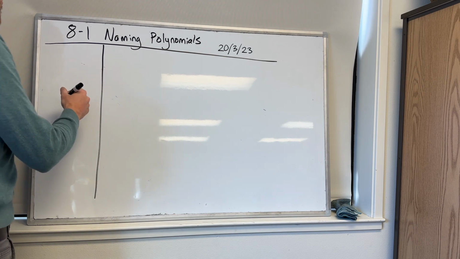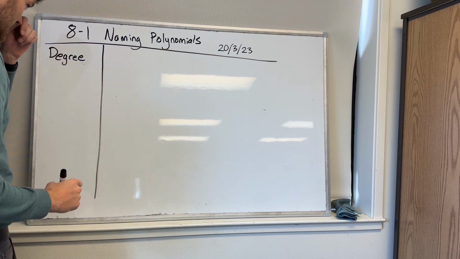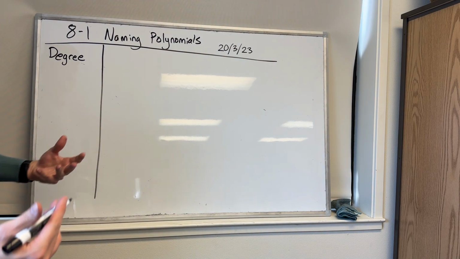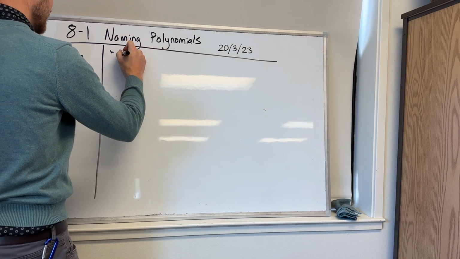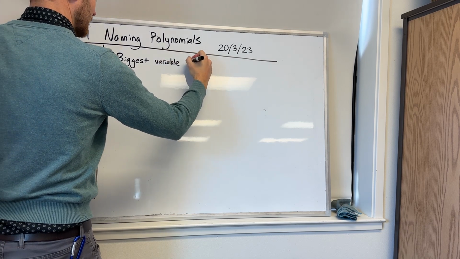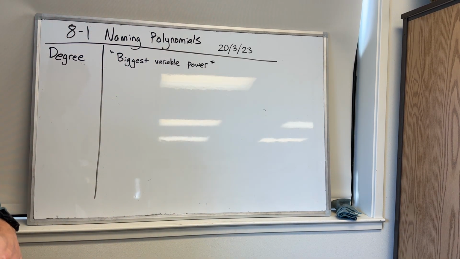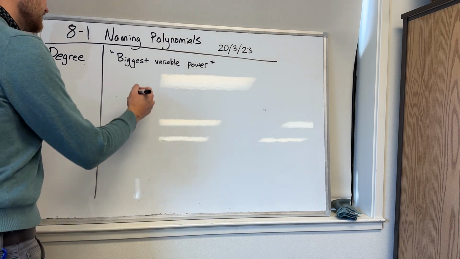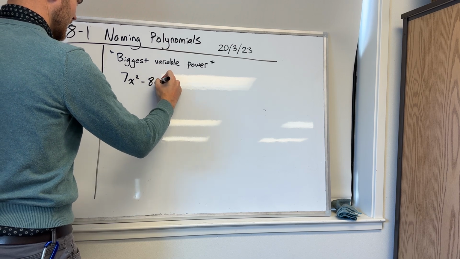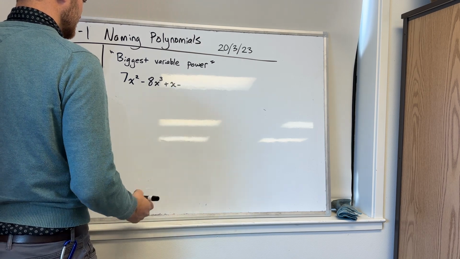So first, let's talk about some vocab. I want to talk about what it means to do degree. Degree is a word that means power, or it means the biggest power. So if I had to write my own definition, I would say biggest variable power. Let me give you an example. What if I gave you something that looks like this? 7x squared minus 8x cubed plus x minus 1.